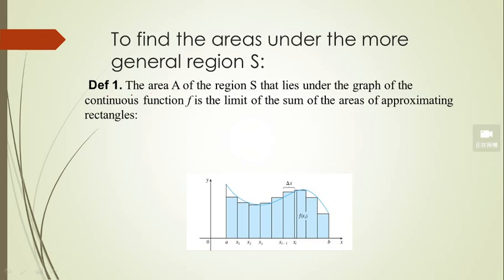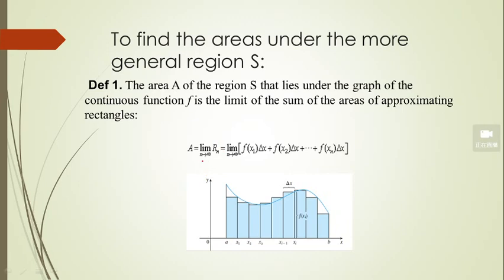So let's read this definition. The area A of the region S that lies under the graph of a continuous function f: we increase the number of n, because we want Rn to get closer to the area A. We define it as a limit. In the previous discussion, we said that if we increase the number of rectangles, the estimation will become more accurate. So this is the way we define the area A.